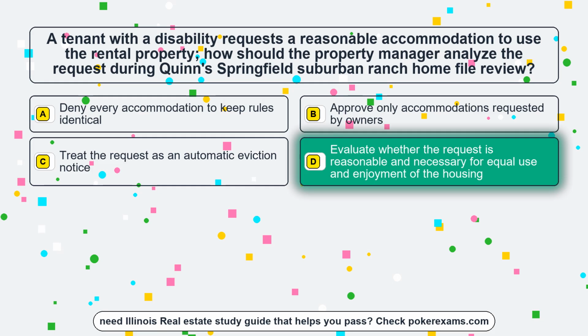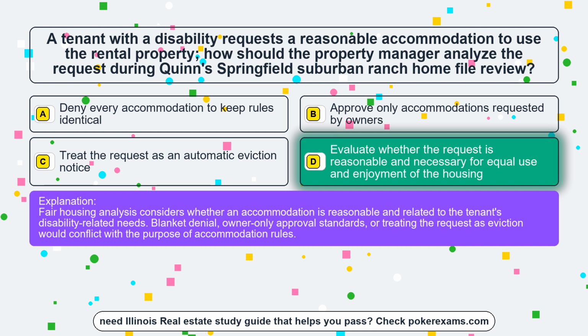The correct answer is option D, evaluate whether the request is reasonable and necessary for equal use and enjoyment of the housing. Fair housing analysis considers whether an accommodation is reasonable and related to the tenant's disability-related needs. Blanket denial, owner-only approval standards, or treating the request as eviction would conflict with the purpose of accommodation rules.